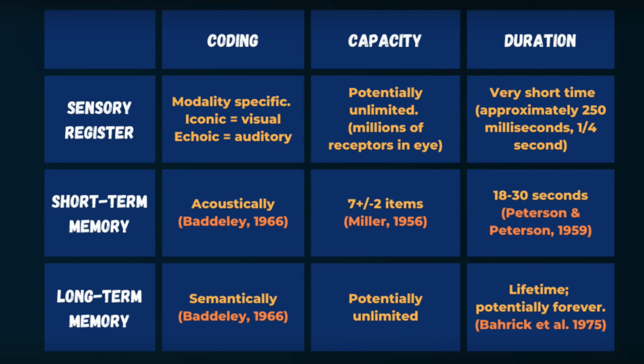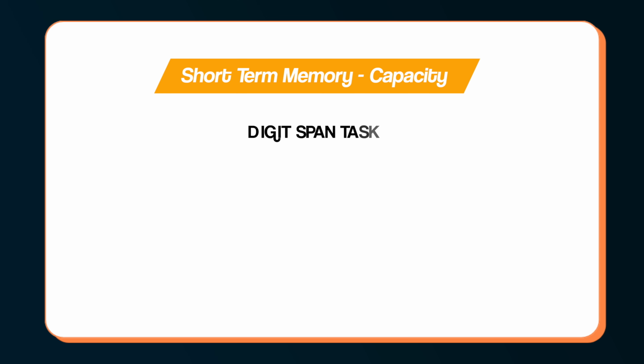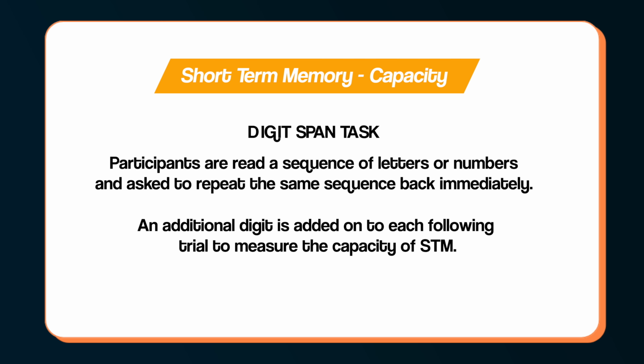If you've seen the videos on the multi-store model, you may remember this grid. So here we can see that one way of studying the capacity of short-term memory is through the digit span task. So you could write something like this. Participants are read a sequence of letters or numbers and asked to repeat the same sequence back immediately. An additional digit is added onto each following trial to measure the capacity of short-term memory.